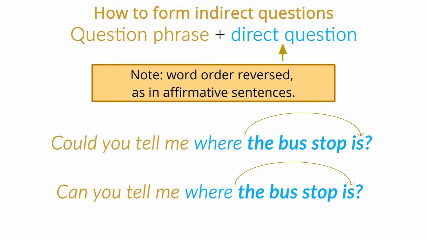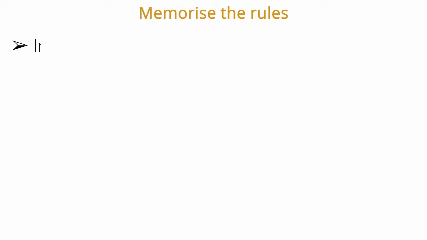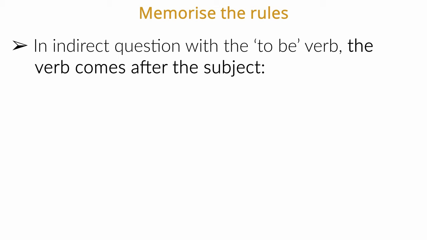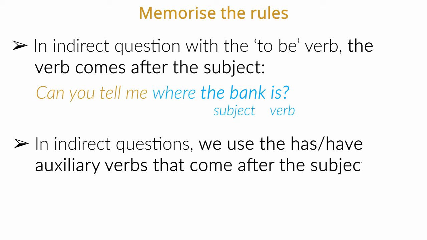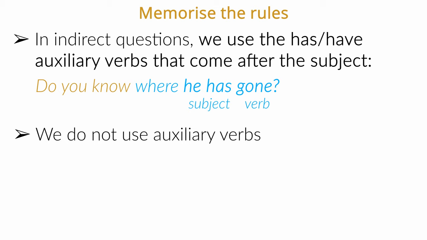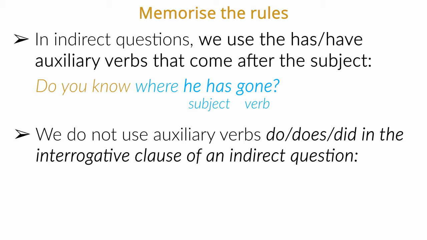Memorize the rules. In an indirect question with the verb to be, the verb comes after the subject. Can you tell me where the bank is? In indirect questions, we use the has/have auxiliary verbs that come after the subject. Do you know where he has gone? We do not use auxiliary verbs do, does, did in the interrogative clause of an indirect question. Do you have any idea when she moves?